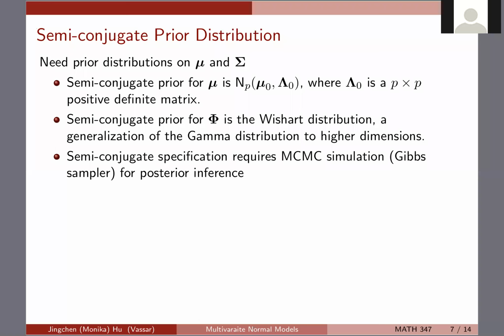One is on the mu, which is the mean vector. That's going to be another multivariate normal. Here I didn't include the density, but you should know it would just be the multivariate normal density. And then the other one is the semi-conjugate prior for phi, which is the Wishart distribution.